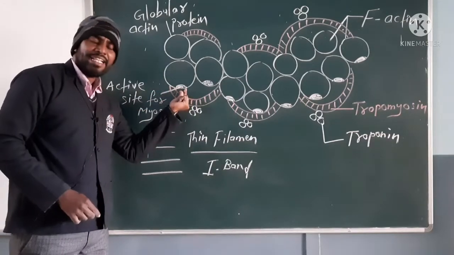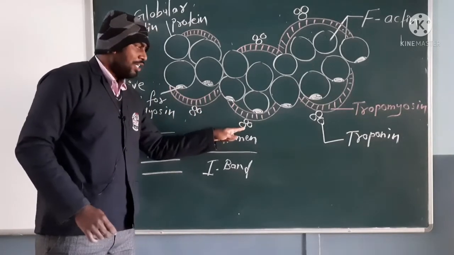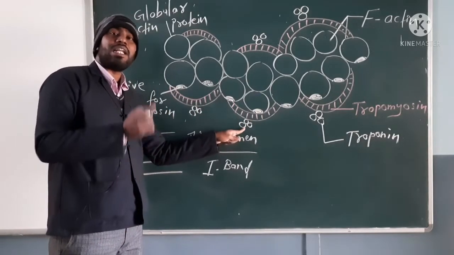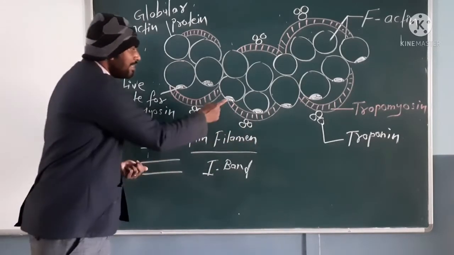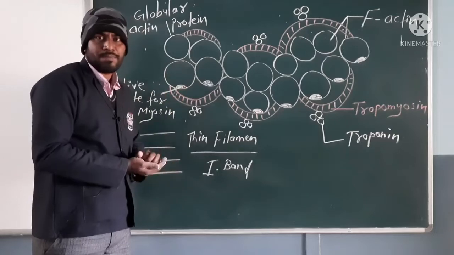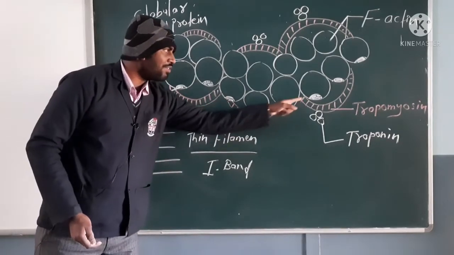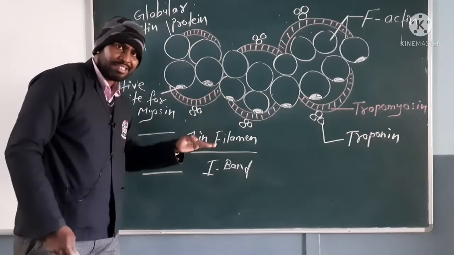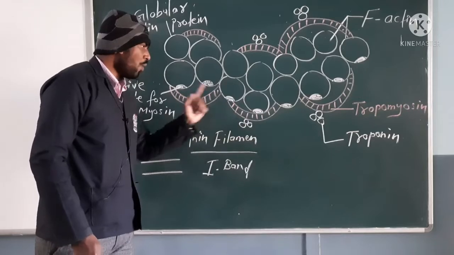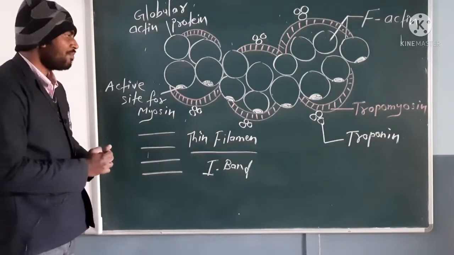And these active sites are masked by the troponin protein at the resting place. That means when there is no muscle contraction, these sites are not exposed. They are not exposed. Okay. So these active sites of the globular actin protein are masked or covered by the troponin protein. Okay, this is the concept in the resting stage.